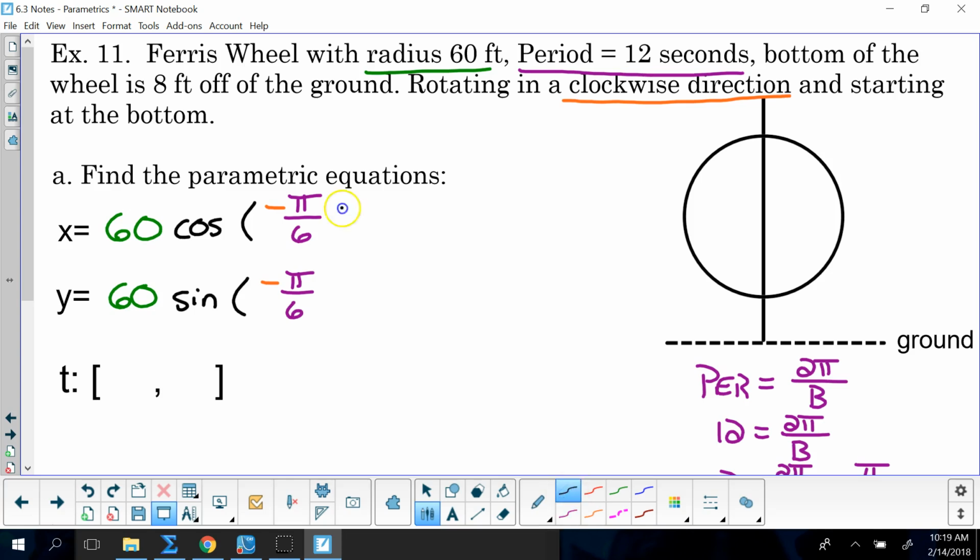Okay? So then I need t values in there, right? Because where are we starting? At the bottom. So here I could either add 3 pi over 2 or subtract pi over 2. Either one, doesn't matter. You just can't go plus pi over 2 and minus pi over 2, because then you're going to get all kinds of funkiness. They've got to be the same sign. Okay? So we're good there.